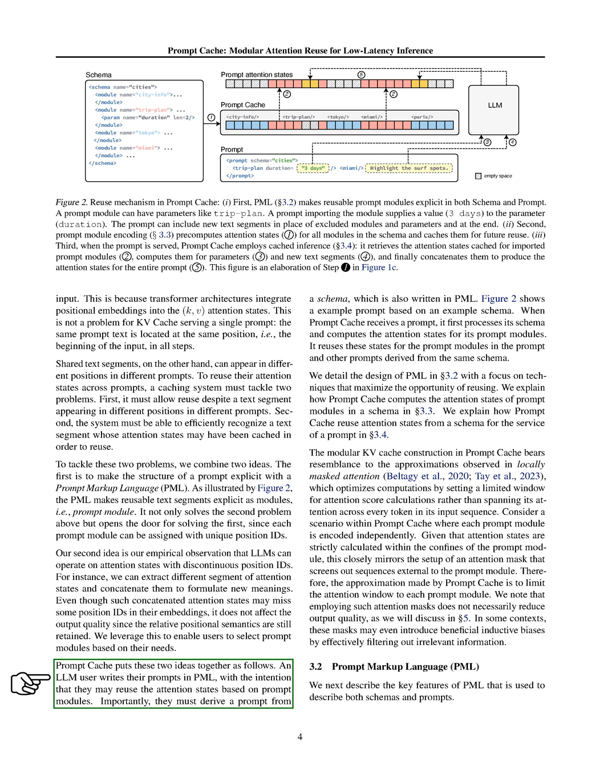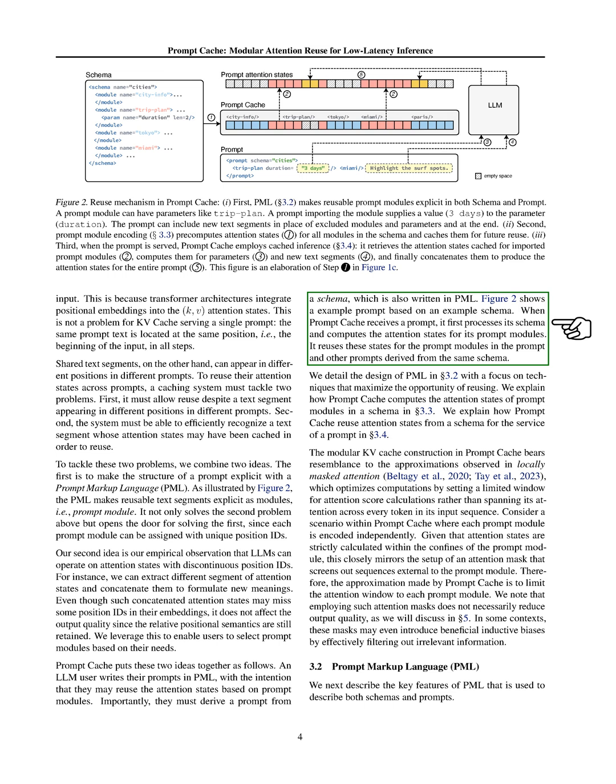We use these two ideas to create a system called prompt cache. Here's how it works. A user writes their prompts in PML, intending to reuse the attention states based on prompt modules. They must create a prompt from a schema, which is also written in PML. When prompt cache receives a prompt, it processes its schema and calculates the attention states for its prompt modules. These states are then reused for the prompt modules in the prompt and other prompts derived from the same schema.